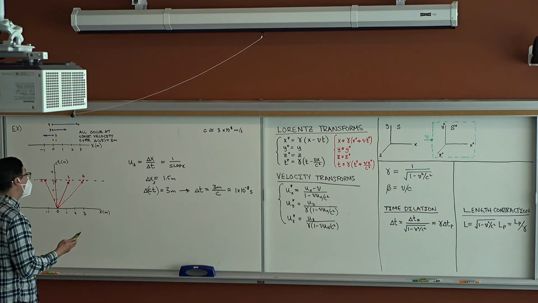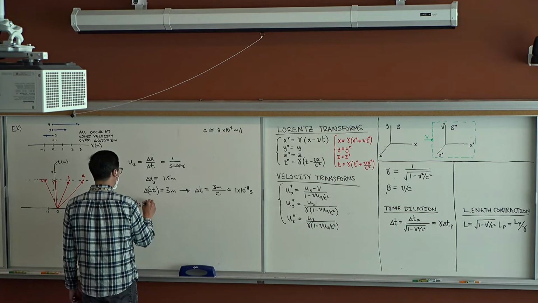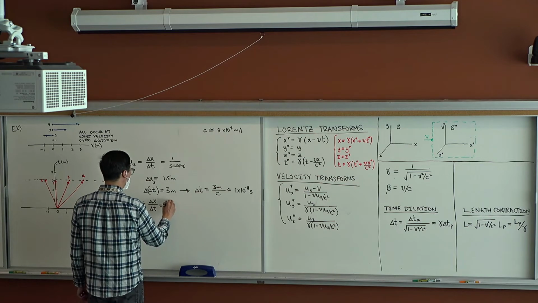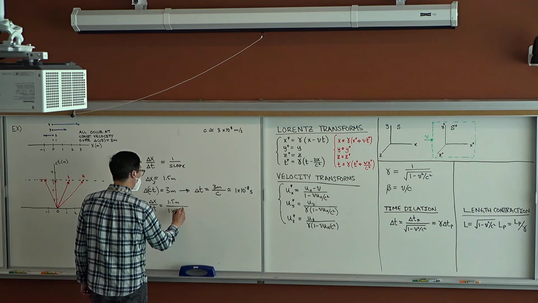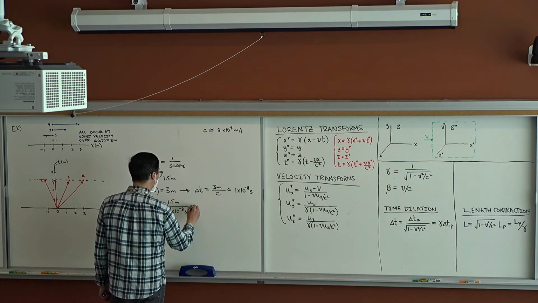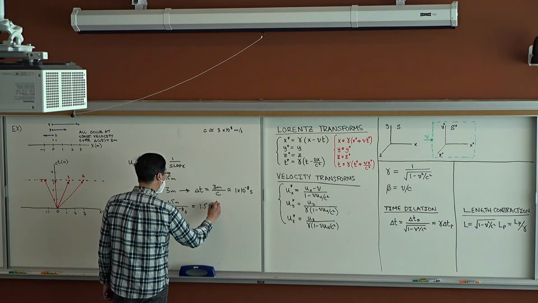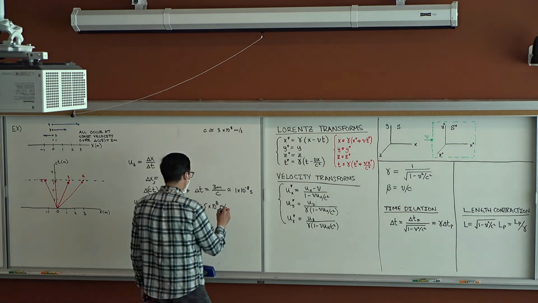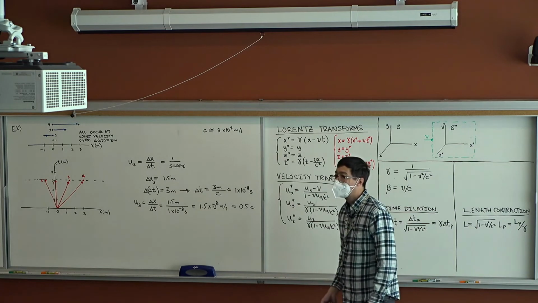So if we wanted to find u3, and it's delta x over delta t, well, we could say that's 1.5 meters divided by 1 times 10 to the minus 8 seconds. That's going to be 1.5 times 10 to the 8 meters per second. Note that this is 0.5 c.